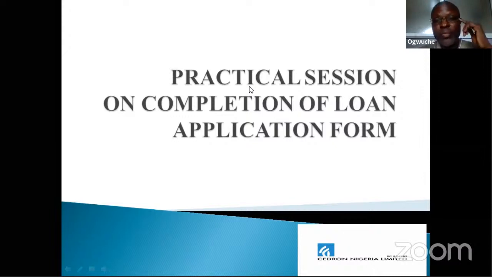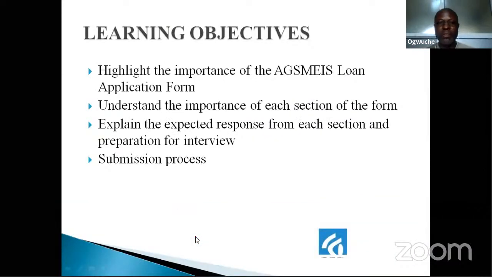All right, so the topic for the day is a practical session on completion of loan application forms. I know the day is well spent, so we'll try to see how we go through it as quickly as possible so that participants can go about their normal business. All right, so let's commence by looking at the learning objectives of this particular topic. The first learning objective is to highlight the importance of the AGNIS loan application form, or to show how important the AGNIS loan application form is, because it's one of the important elements of the loan process.